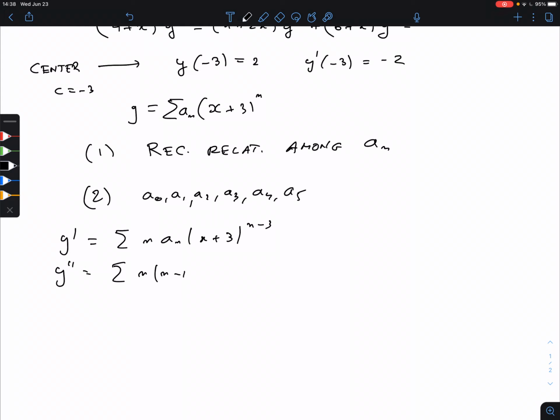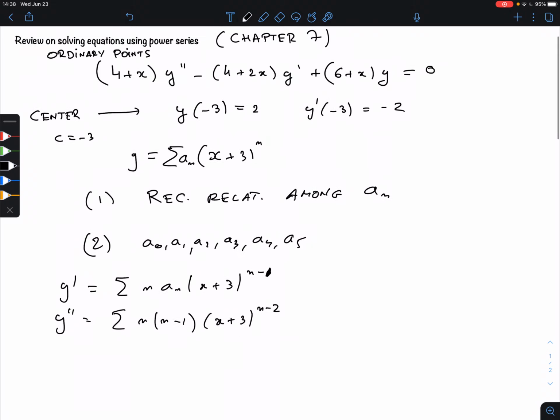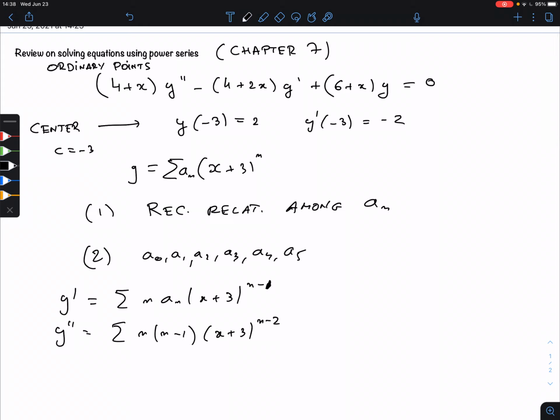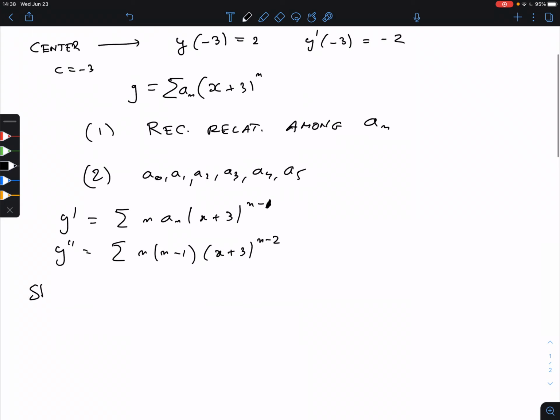So the sum of n a_n (x plus 3) to the n minus 1, and for y double prime, n(n minus 1) a_n (x plus 3) to the n minus 2. Now, before I plug this in here, this is important. I have to write this first. So step 1.